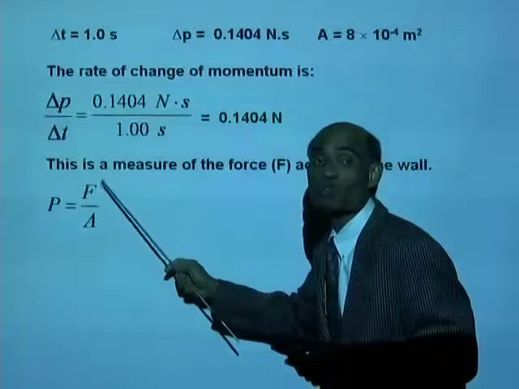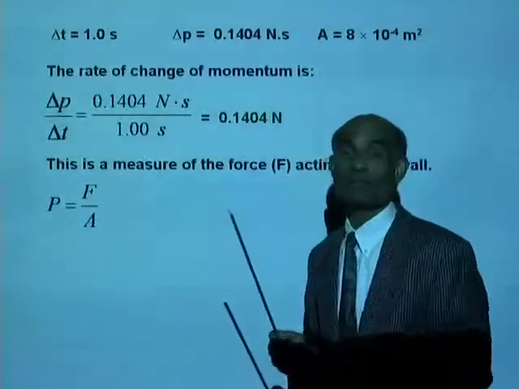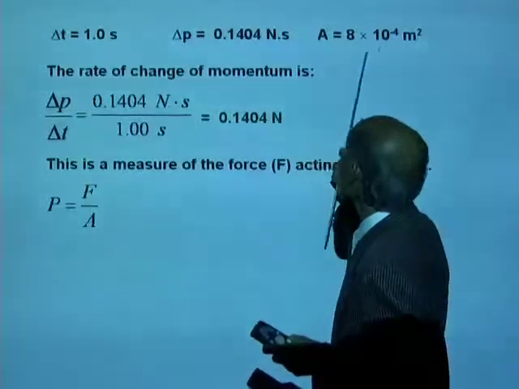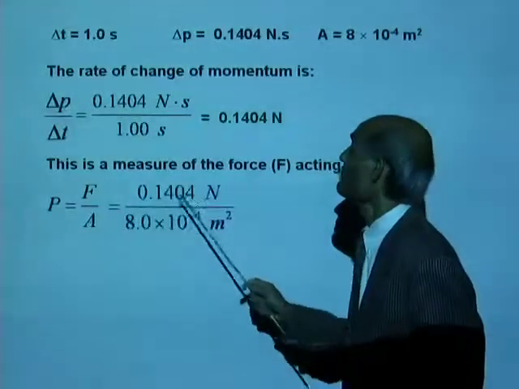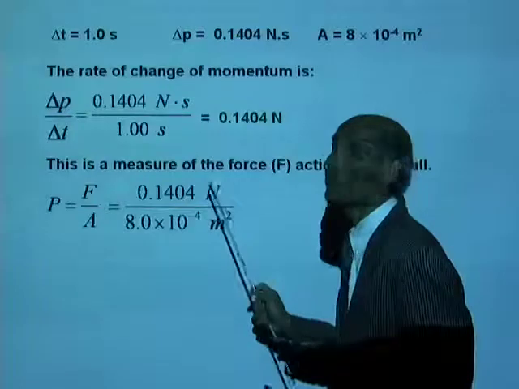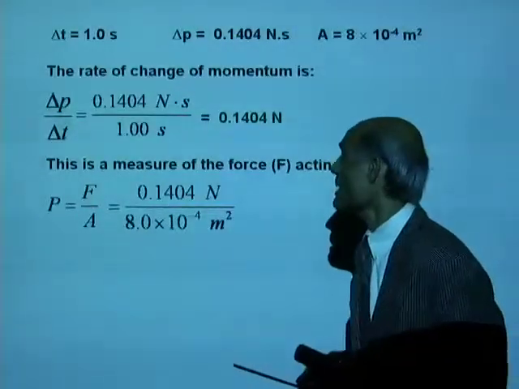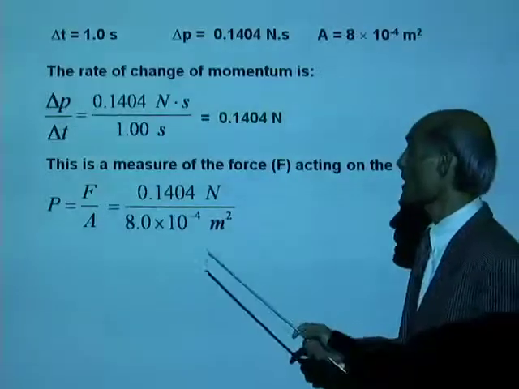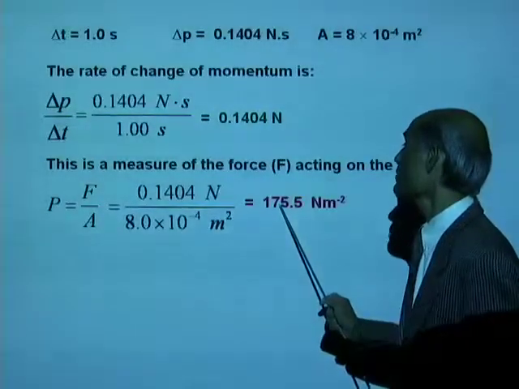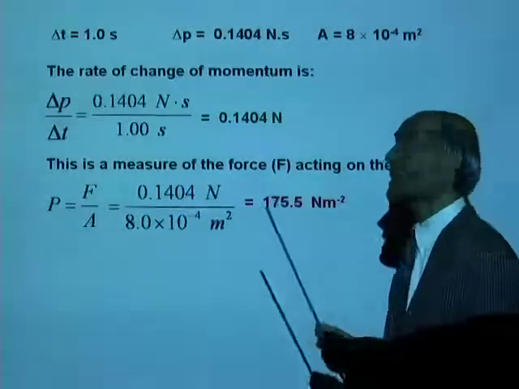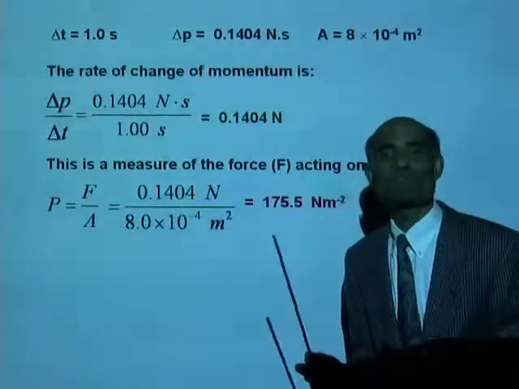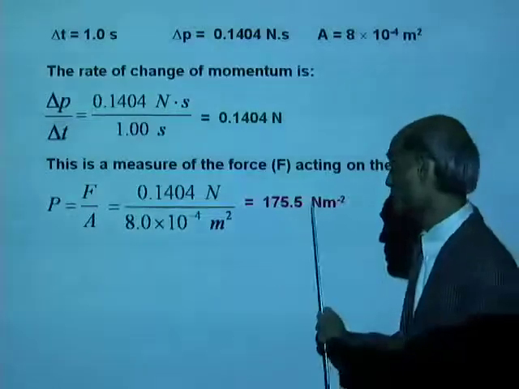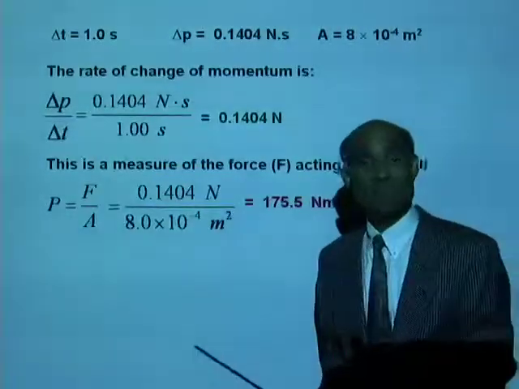Pressure is force per unit area. So divide this force by the area of the wall. That will be 0.1404 Newton divided by 8 times 10 to the negative 4 meters squared. That gives you 175.5 Newton per meter squared, which is the pressure exerted on the wall. And you know Newton per meter squared is a Pascal.